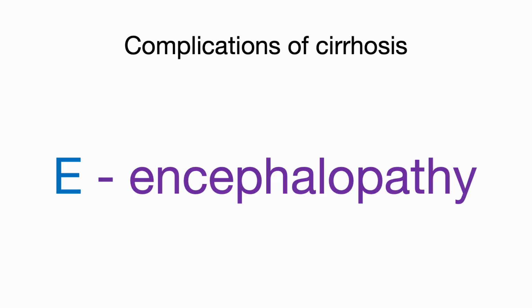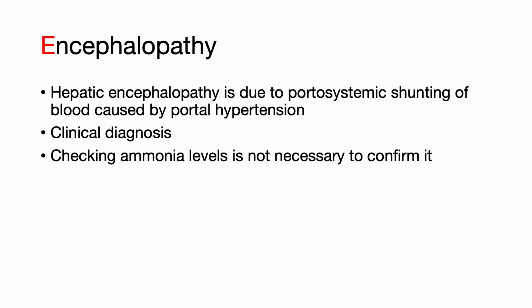E is for encephalopathy. Hepatic encephalopathy is due to portosystemic shunting of blood caused by portal hypertension. This is a clinical diagnosis, and checking ammonia level is not necessary to confirm this diagnosis.